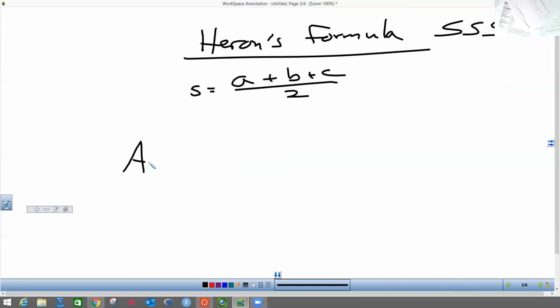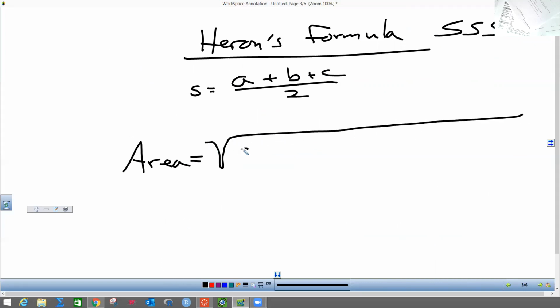And then the area of the triangle is this formula. It's a big, long square root. It's going to be that s value times s minus every single side of the triangle. So that right there is Hero's formula, and that will give you the area of a triangle when you have three sides.